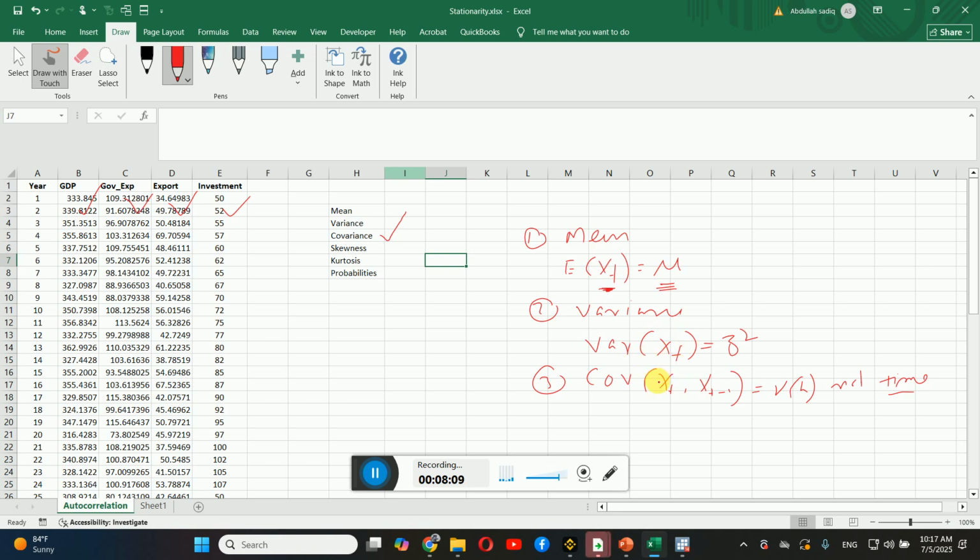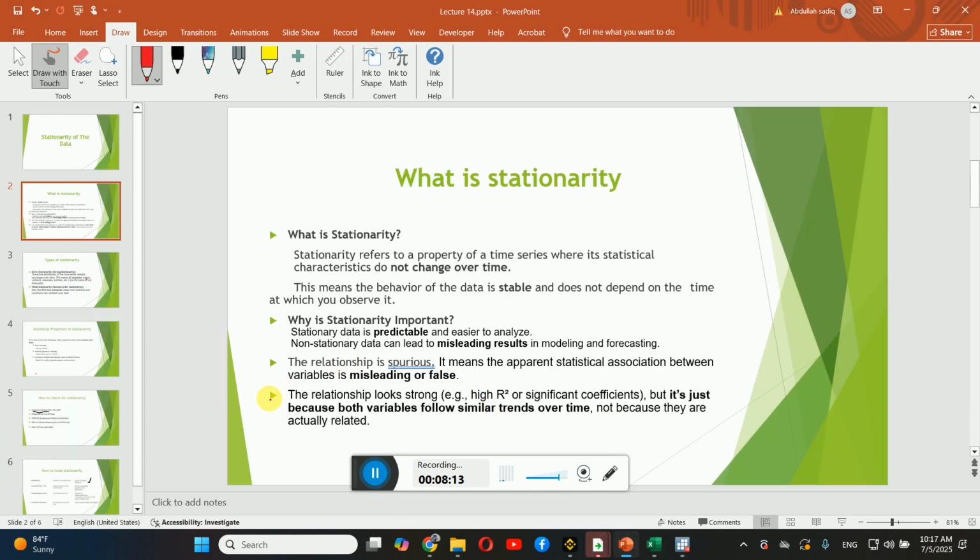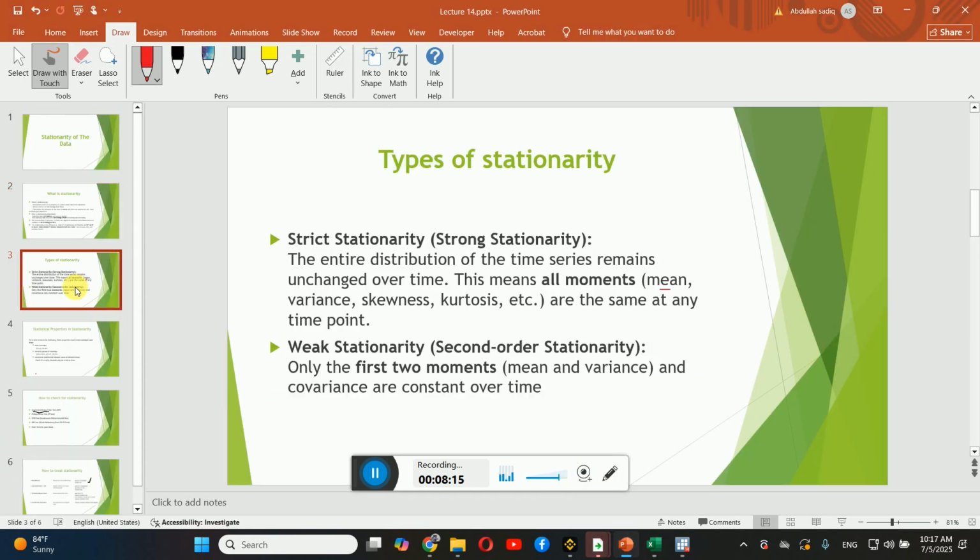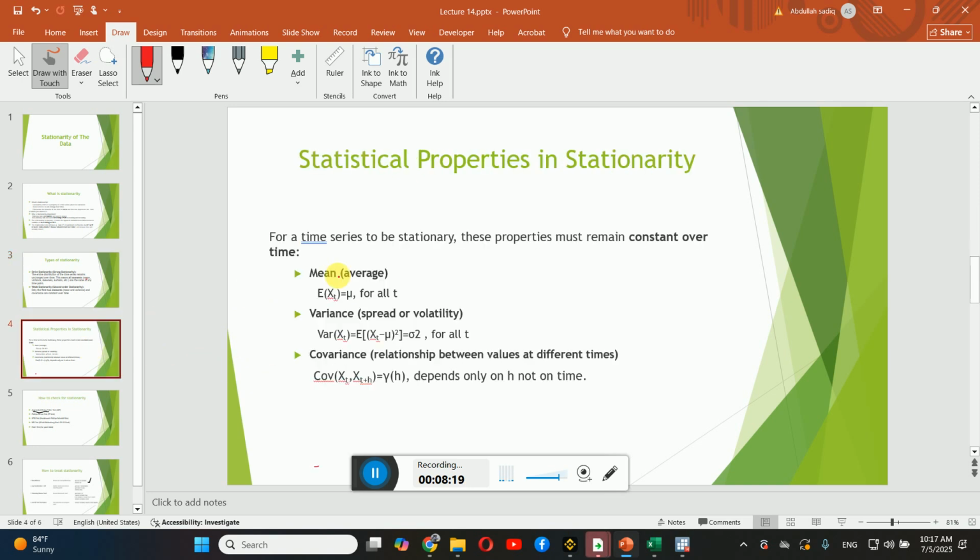Okay, look here, dear students. What is stationarity? This is what we have discussed. The types of stationarity we have covered, and the statistical properties I have explained. Now I'm talking about the issues. What happens if these properties are not there?